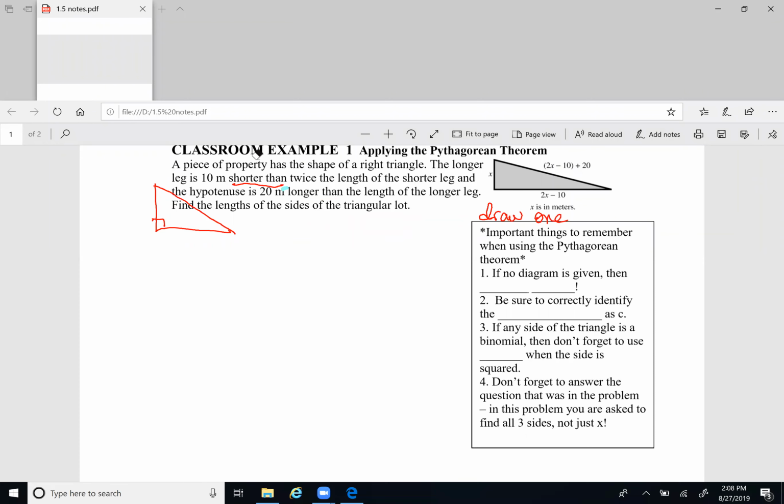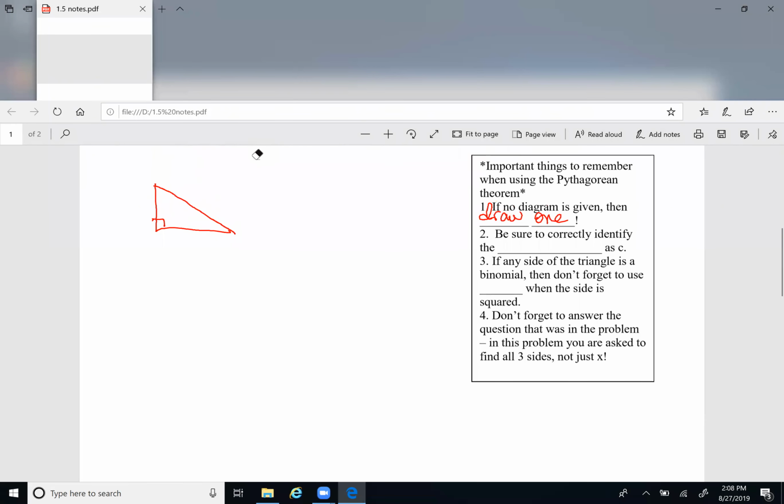and we're going to go back up to where we're not seeing that diagram, and we're going to try to fill this in. So we decided that the shorter leg needed to be x because it was at the bottom of the comparison. Now, if I go back and read, it tells me that the longer leg is 10 meters shorter than twice the length of the shorter leg. So this longer leg is going to be 10 meters shorter than. Now, think about that for a minute.